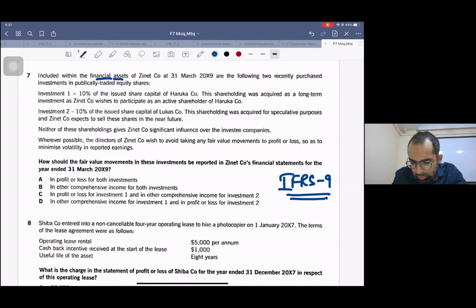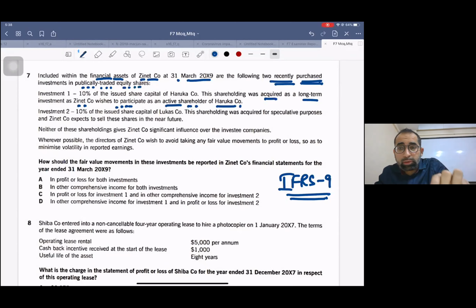Included within the financial assets of Zenit company at 31st March X9 are the following two recently purchased investments in publicly traded equity shares. Investment 1: 10% of the issued share capital of Haruka company. This shareholding was acquired as a long-term investment as Zenit company wishes to participate as an active shareholder of Haruka company. It doesn't mean that you have control, and it doesn't mean that you have significant influence. It's your trade investment. And they have written publicly. So yes, it's long term, and the category which fits well is fair value through OCI.